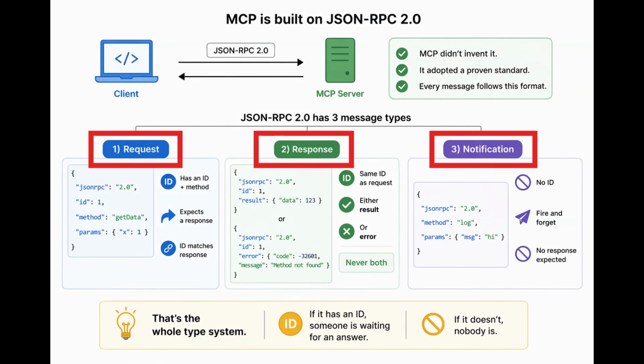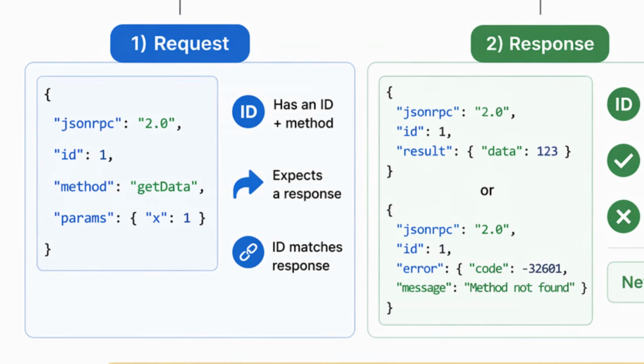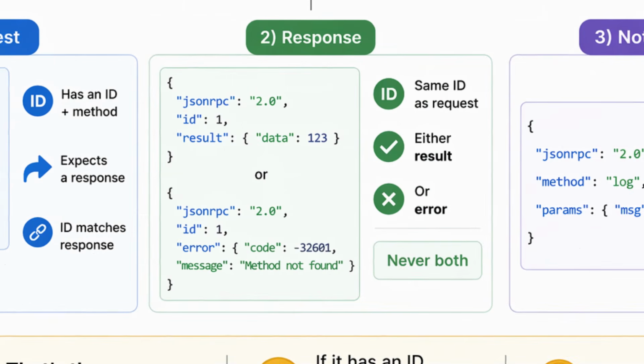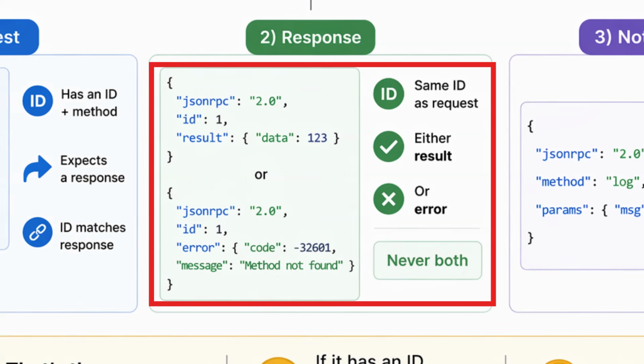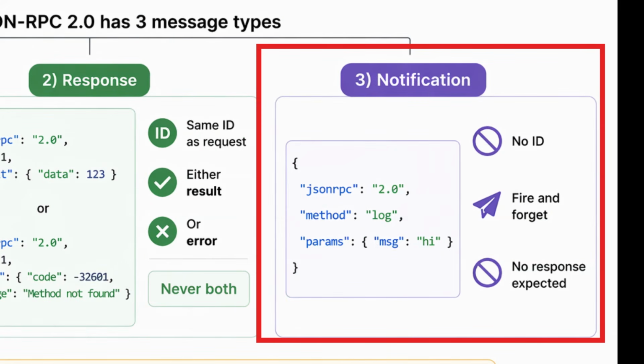There are exactly 3 message types in JSON-RPC 2.0. One field tells you which one you're looking at. The ID. Requests have an ID and a method. They expect a response back. The ID is how the response gets matched to the request. Without it, you can't correlate them. Responses echo the same ID back with either a result or an error, never both. Notifications have a method but no ID. Fire and forget. The receiver must not respond. That's the whole type system. If it has an ID, someone is waiting for an answer. If it doesn't, nobody is.